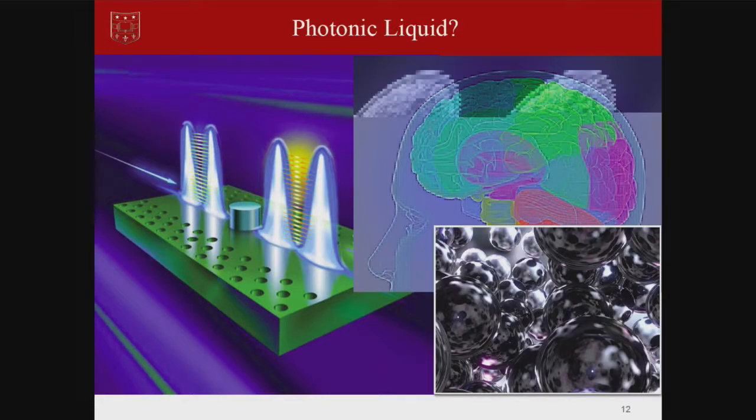And I learned that this week is the last week at the U of Washington. So with the spirit of the summer vacation, I will also provide some speculation on the possibility of forming a photonic liquid.